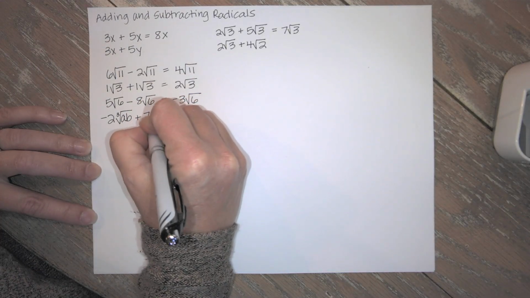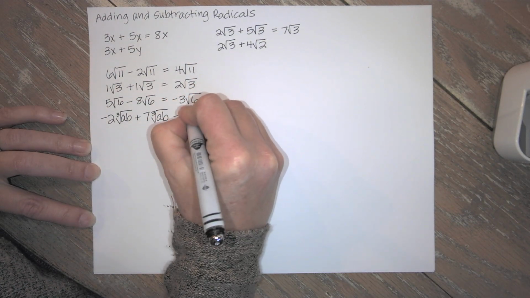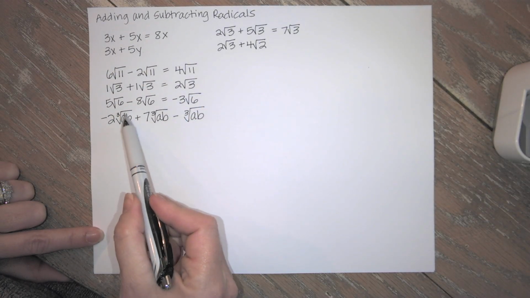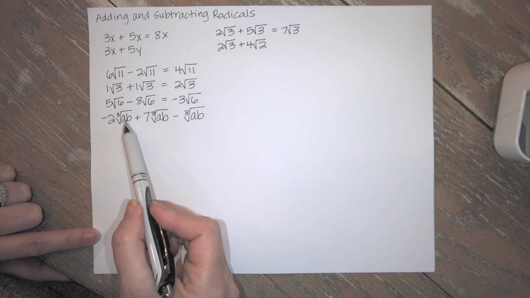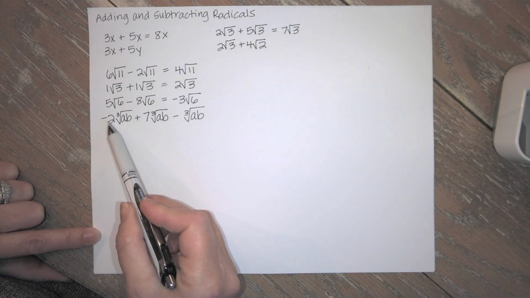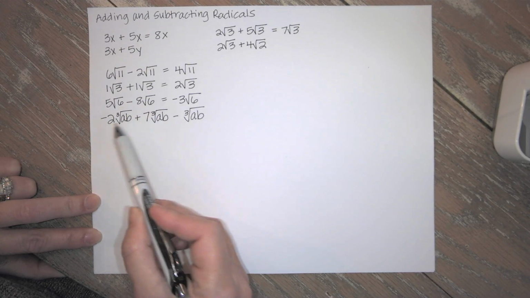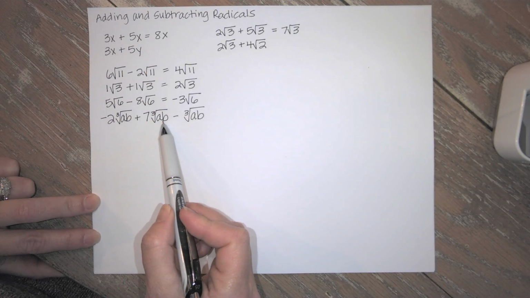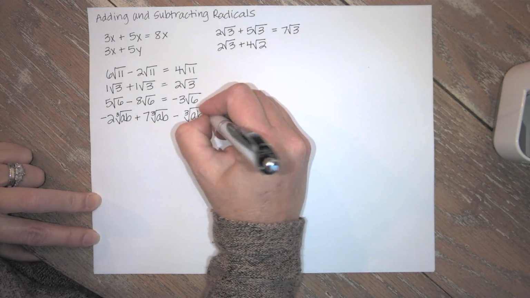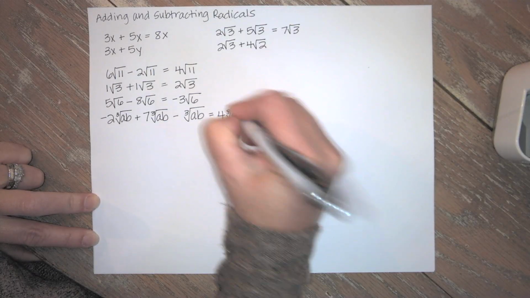In this particular example, we have cube roots of AB. But all of the terms have the exact same radical, and what's under the radical. Cube roots of AB, cube roots of AB, cube roots of AB. So if you have negative 2 cube roots of AB plus 7 cube roots of AB, now you have positive 5 cube roots of AB minus, this has an understood 1, so minus 1 cube root of AB would give you 4 cube roots of AB.